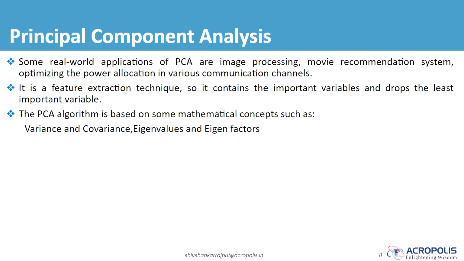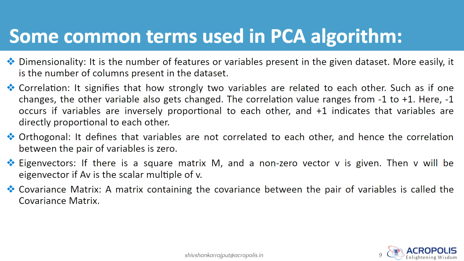Some real-world applications of PCA are image processing, movie recommendation systems, and optimizing the power allocation in various communication channels. It is a feature extraction technique, so it contains the important variables and drops the least important variables. The PCA algorithm is based on some mathematical concepts such as variance, covariance, eigenvalues, and eigenvectors. Some common terms used in PCA algorithms are dimensionality, correlation, orthogonal, eigenvectors, and covariance matrix.